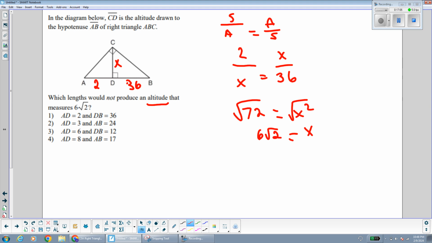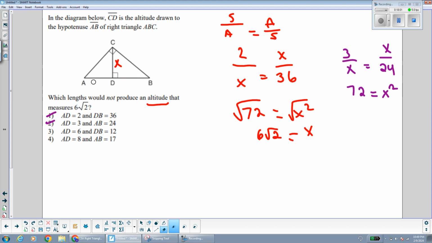And if you have trouble simplifying the radical, you can just type 6 radical 2 into your calculator and see what the decimal is. And then you can type radical 72 into your calculator and see if it's the same decimal, since this is a multiple choice question. Let's edit this slightly for answer choice 2, because answer choice 1 did make an altitude of 6 radical 2. Answer choice 2 has the segments as 3 and 24. So that would slightly change our proportion, because now the lengths of the segments changed. So we have 24 times 3, that's 72. So it's going to be exactly the same as the first one. So that's not the answer choice that we're looking for either.